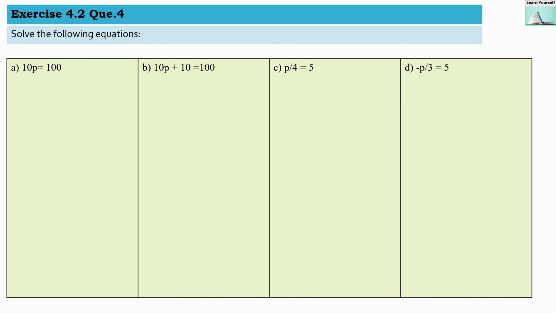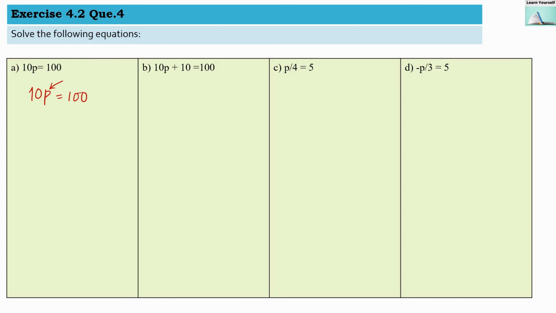Exercise 4.2, question number 4. Solve the following equations. Now here, equation A is 10p equals 100. In 10p equals 100, we first have to separate the variable. So p is our variable. We have to separate that variable first, and then find the value of p.